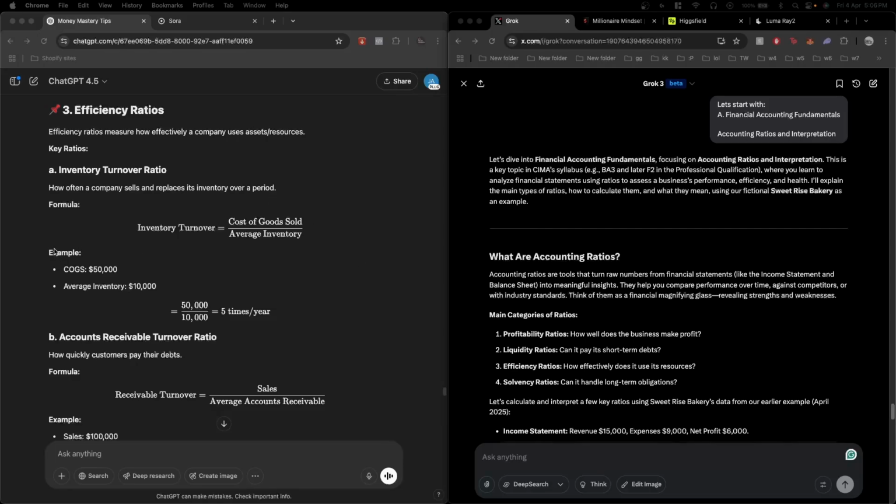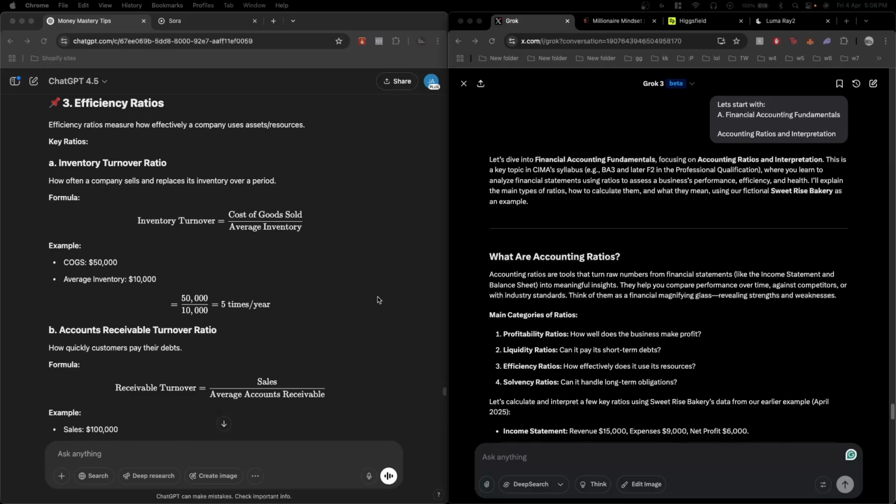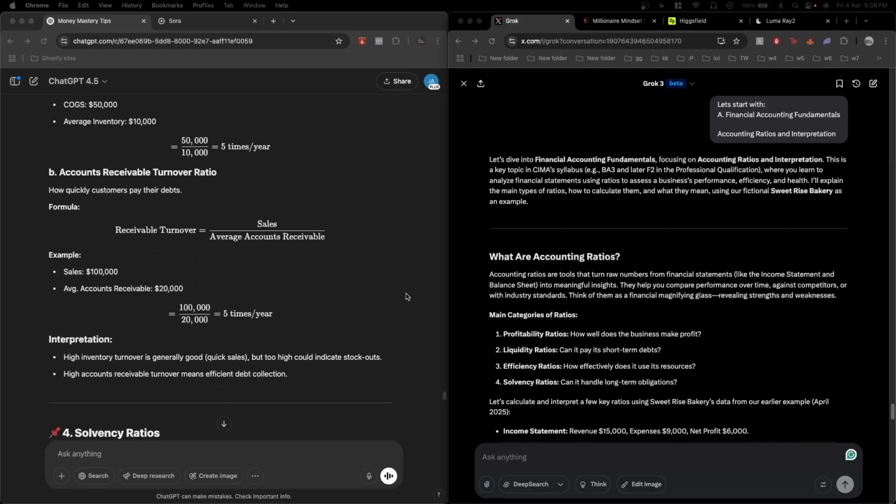All right, so going to an example. If your cost of goods sold is $50,000 and your average inventory sum is $10,000, we can find our inventory turnover by doing $50,000 of cost of goods sold divided by $10,000 of average inventory, which gives 5 times a year. And then B, accounts receivable turnover ratio.